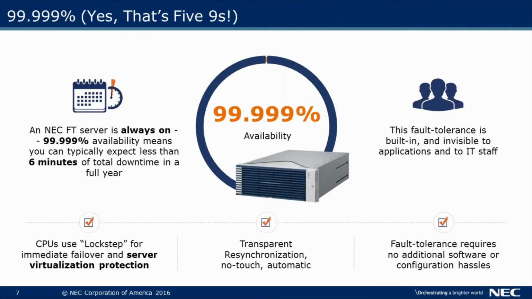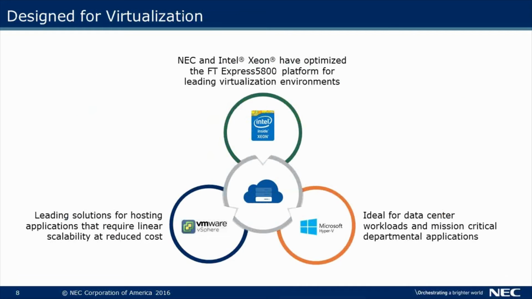Always on infrastructure, you can expect less than 6 minutes of total downtime in a year. We also do lockstepping, which allows immediate failover and server virtualization protection. This is absolutely transparent, the resynchronization, no touch, and completely autonomous. And this fault tolerance aspect is invisible to the application and to the IT staff. And this requires no additional software or configuration hassles for that matter.